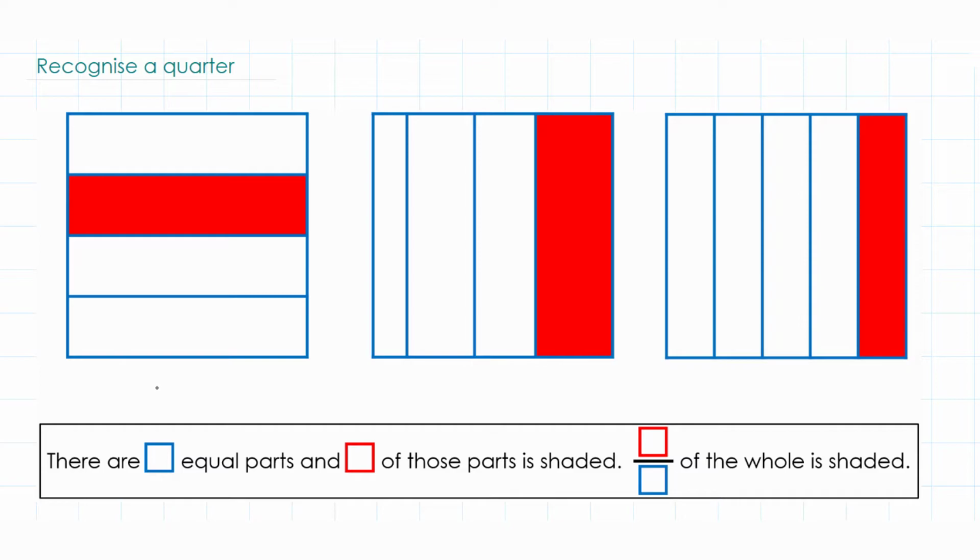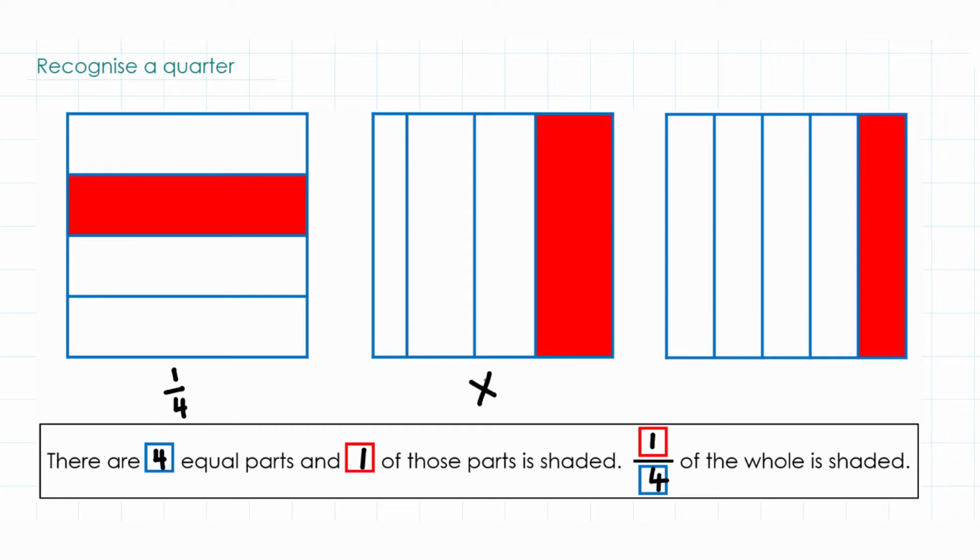I'm going to go through them now. For the first one, this does show 1/4. How do I know? Well, there are 4 equal parts and one of those parts is shaded. So 1/4 of the whole is shaded. What about the second one? Does that show 1/4?